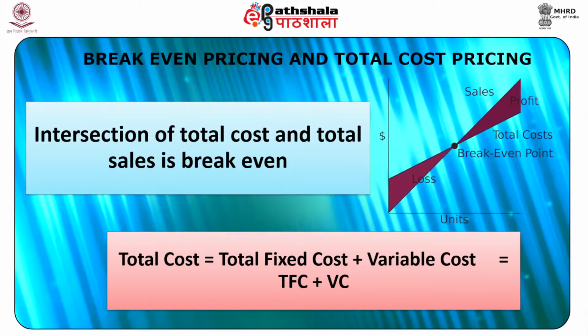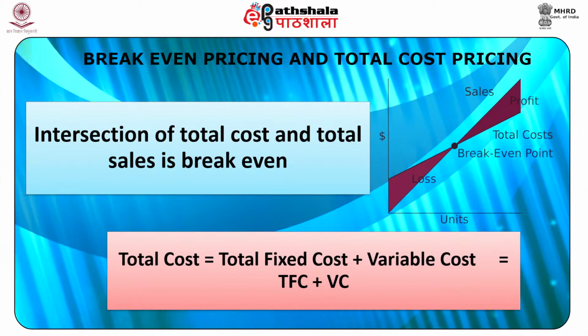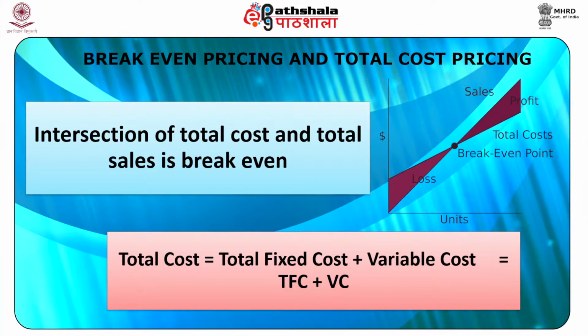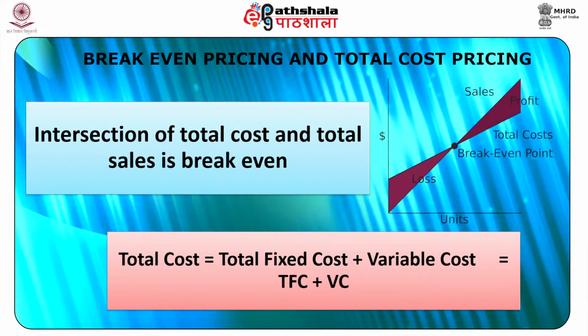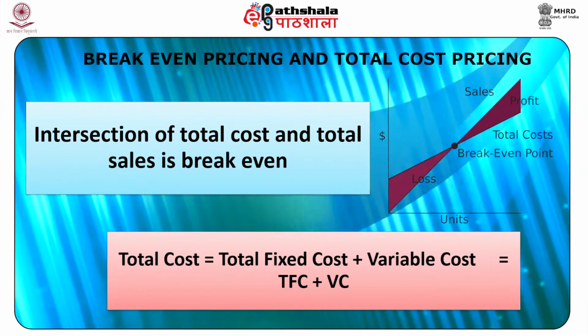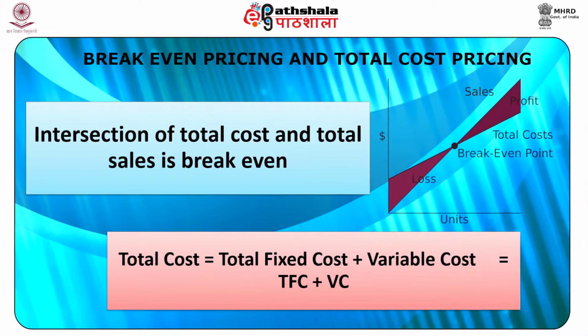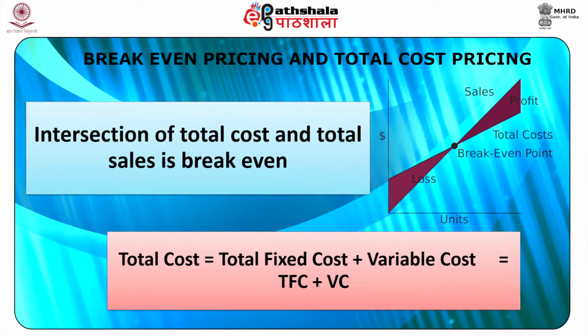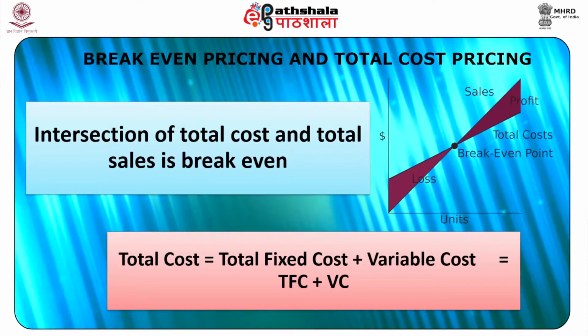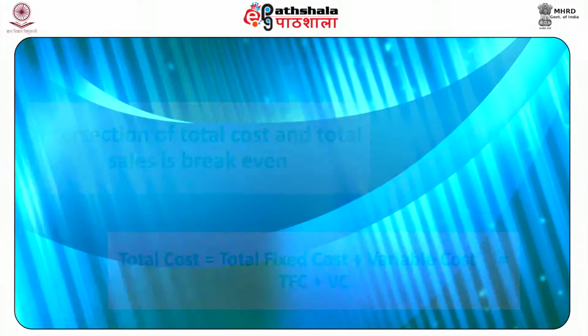Total cost pricing. Here, pricing is fixed on the basis of total cost, where the total cost is equal to total fixed cost plus variable cost. It is used when variable cost is relatively high and price therefore is total cost plus profit.